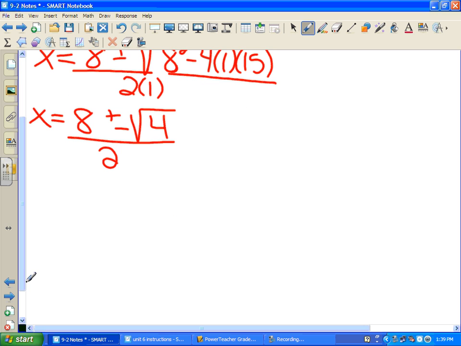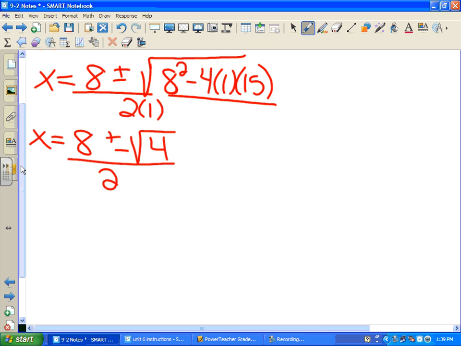Now, all your problems are going to be the same up to this point. The only difference will be how you write your answers after you get to this point right here. If it's like this one, where it's a perfect square, it has a square root, then you need to completely simplify it down to 2 answers. So that's what we're going to do on this one. So I'm going to have 8 plus or minus, what is radical 4? 2, all over 2.